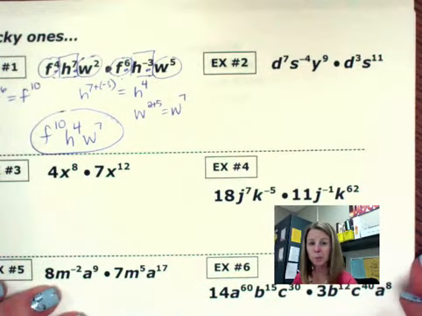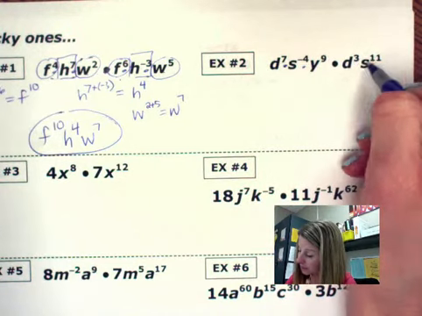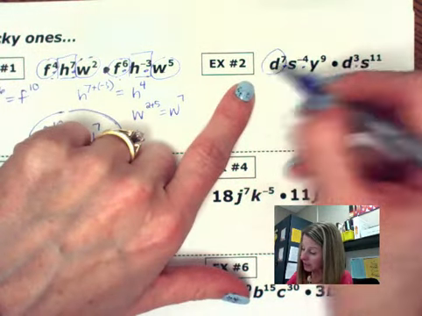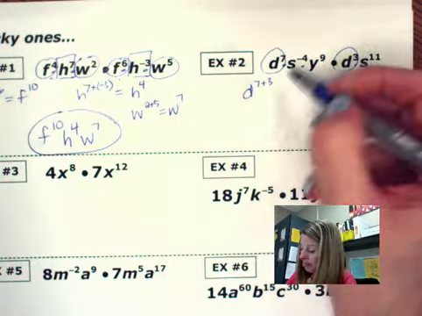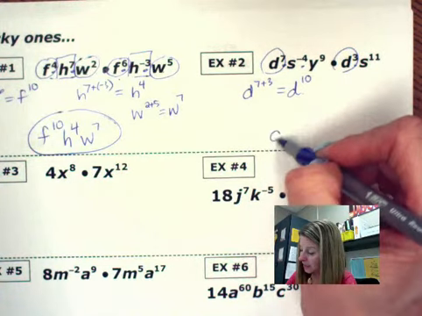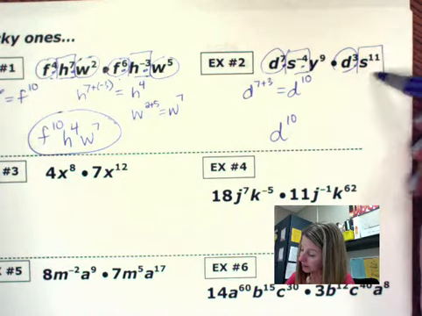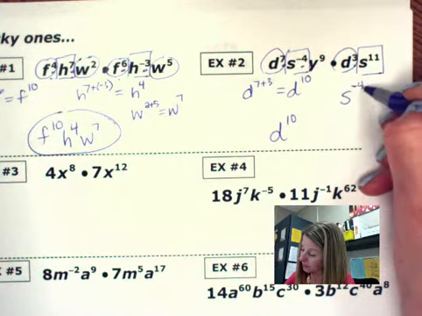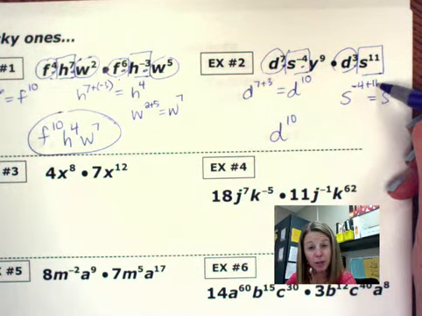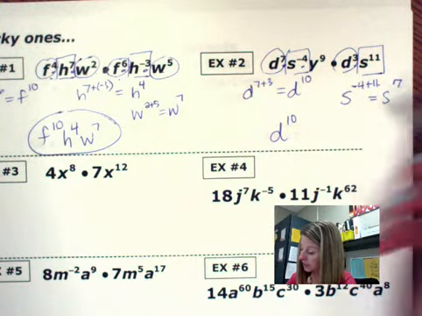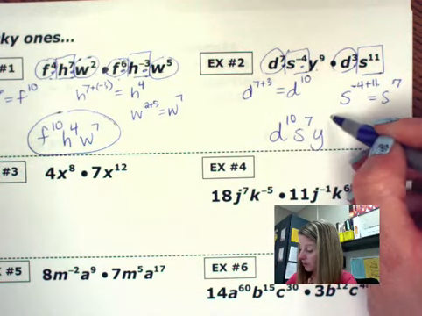Oops. Number 2. Verify it's multiplication. Yes. Times, times, times, times. So I'm going to look at d with d. So d to the 7 plus 3, that's d to the 10th. So I have d to the 10th, s's and s's. So that's going to be s to the negative 4 plus 11. So negative 4 plus 11, I'm really subtracting those. That's going to be 7. So d to the 10th times s to the 7th. Notice nothing goes with y. It travels to my answer.